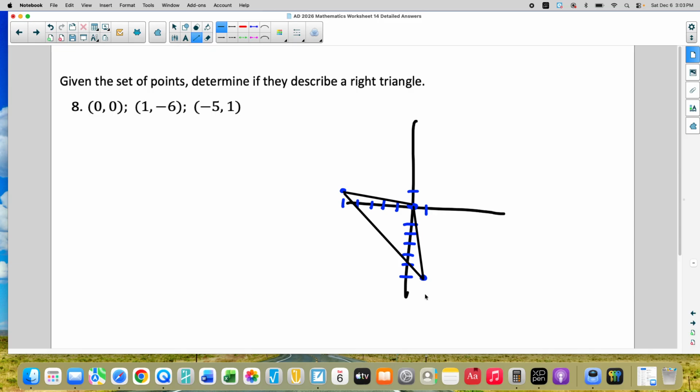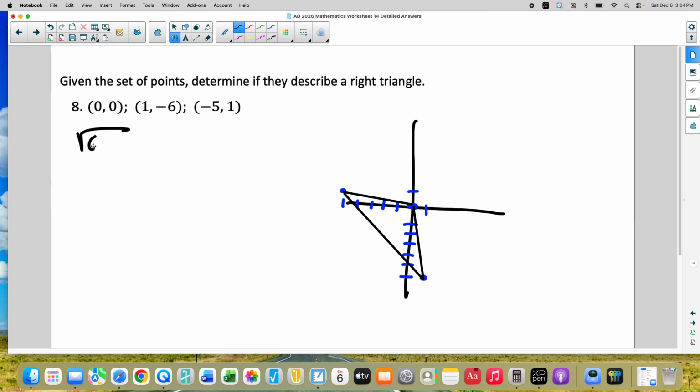Now, given the set of points that I described, we have to find 3 different lengths. That's just being a pain in the butt, and it's not really utilizing this question. It's so silly. So we'll go 0, 0 to 1, negative 6. That'll give us this distance. So we've got to do a bunch of them.